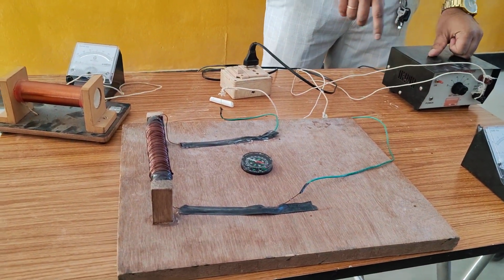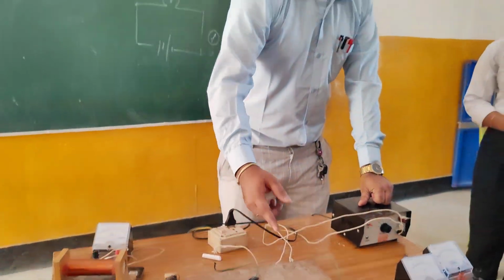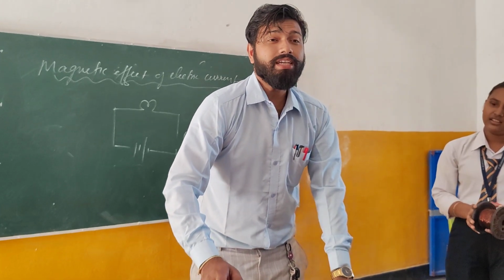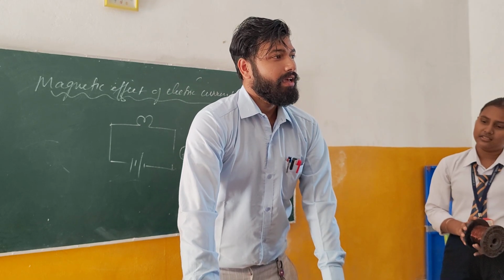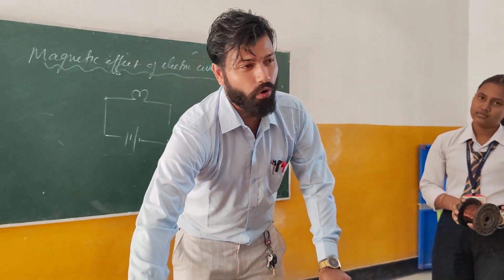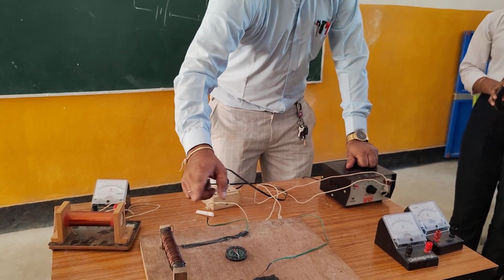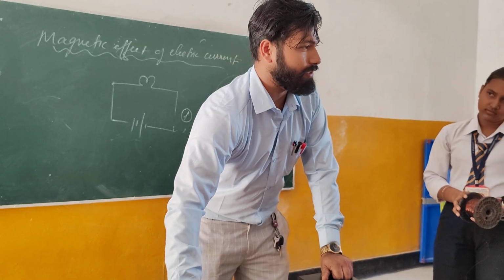Understood or not? Yes. So when I pass the current, the needle moves. The needle shows a deflection. The question is why the needle is showing the deflection? Because when I pass the current through the coil or through the wire, there is a magnetic field produced around it, and due to this magnetic field, there is an impact upon this compass.